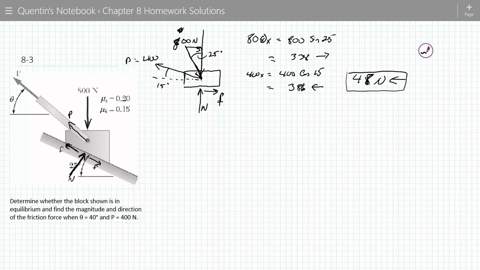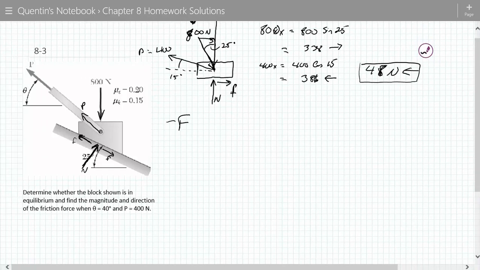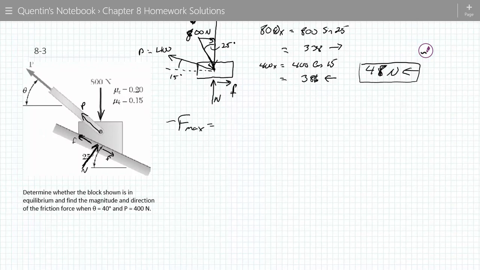So now, what's the next step? Well, the next step is to decide, is this moving or is this not moving? How do we know if it's moving? Assuming it's stationary, if it doesn't have enough friction to overcome the impending motion, then it'll start to move. So how do we figure that out? We figure out what's the maximum friction that it can resist and still stay stationary. So F max is going to be the normal force times mu sub S.